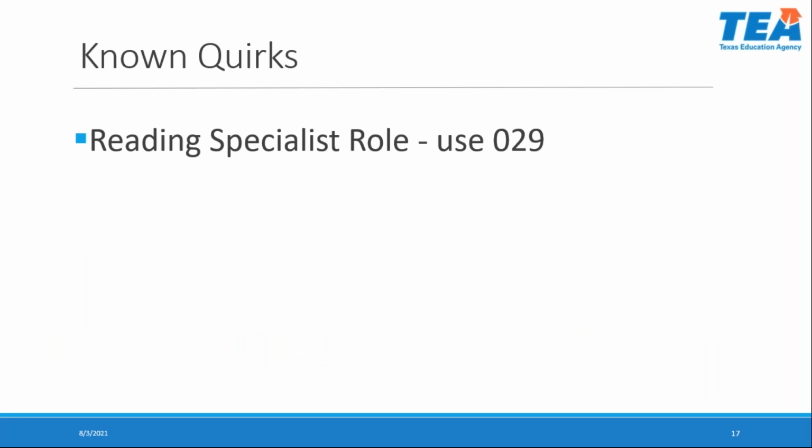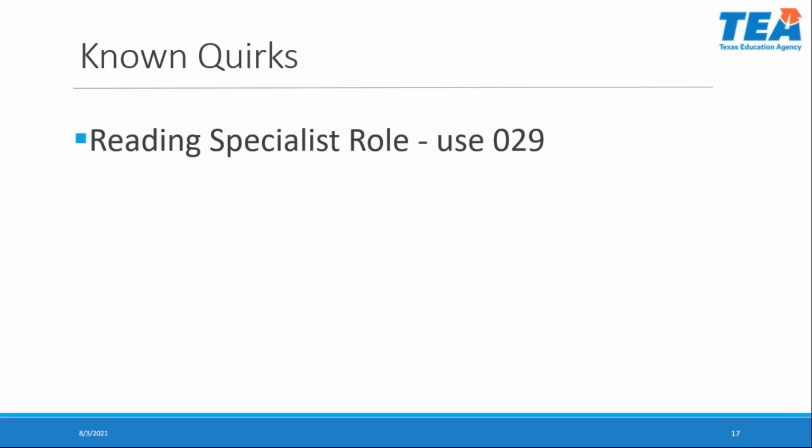Now for the quirks. The good news is that due to ongoing system enhancements, there is only one known quirk at this point, which is the roll code quirk from last year. When creating an admission record for a reading specialist, you just need to remember to use the roll code for a teacher, which is 029.